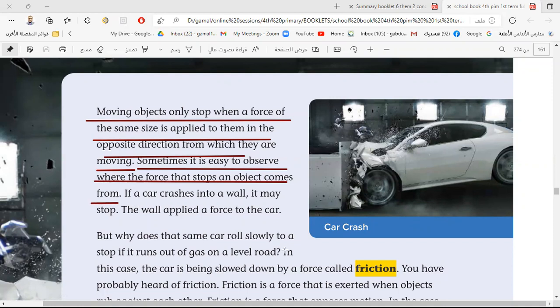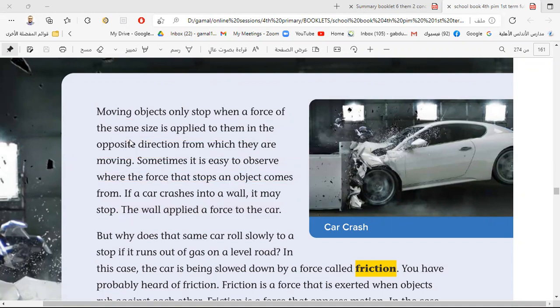You can see the force comes from what? Comes from the wall. If the car crashes into a wall, it may stop. The wall applies a force to the car. The wall also has a force. Okay, so the car has a force, and the wall also has a force. When the two forces are equal, they become a balanced force, and the car stops suddenly.